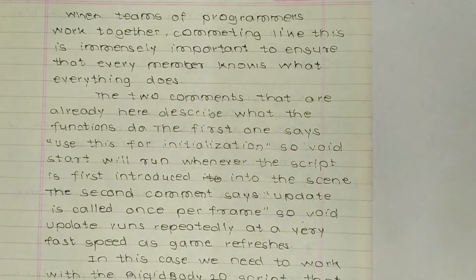So in void start we will introduce the script. The second comment says update is called once per frame. So void update runs repeatedly at very fast speed as the game refreshes.